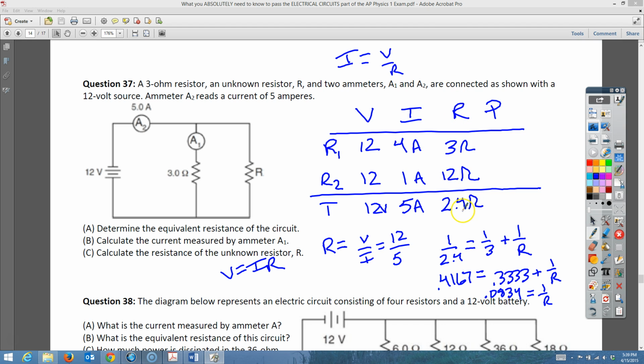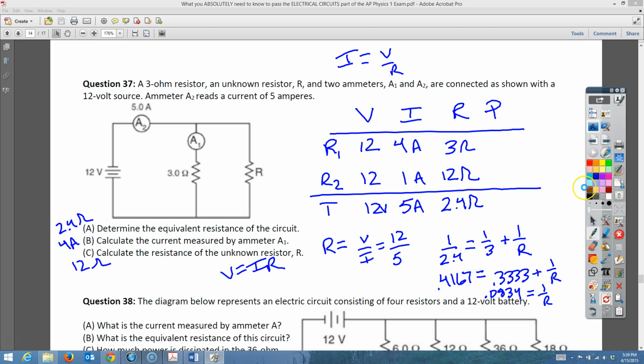The current adds, and the resistance is 1 over 3 plus 1 over 12, and that would be equal to 1 over 2.4. Now that we've done that, we should be able to go ahead and put all our answers in. So the equivalent resistance of the circuit is 2.4 ohms. The current is 4 amps in that resistor number 1, okay? And then the unknown resistor is 12 ohms. So our unknown resistor would be 12 ohms. And at that point, we are done with number 37.